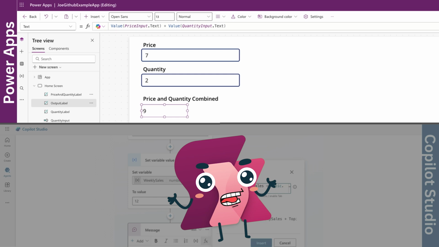In PowerApps, you might use the addition operator to calculate a total price. For instance, if users enter a price and a quantity in two text inputs, you can write an expression like Value(PriceInput.Text) + Value(QuantityInput.Text). This converts the inputs into numbers and adds them together.